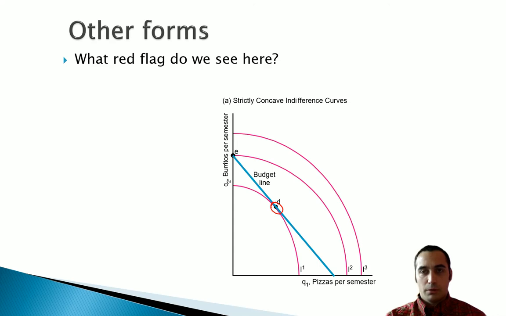Where else could I look? Well, I'd look in the corners. E looks to give me higher utility. How do I know? Because E's indifference curve is all strictly north and east of D. So D is not the solution, even though it is a tangency.